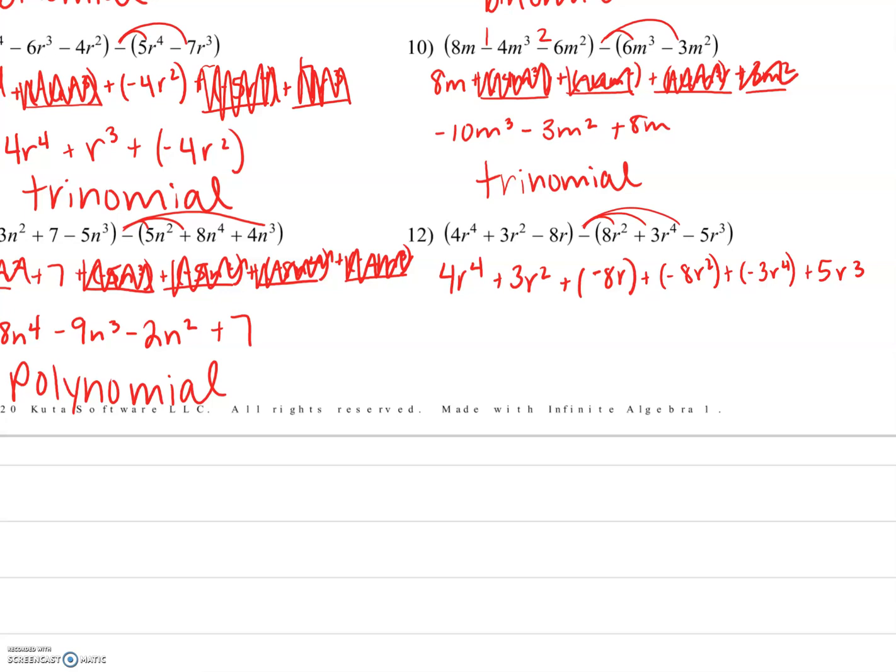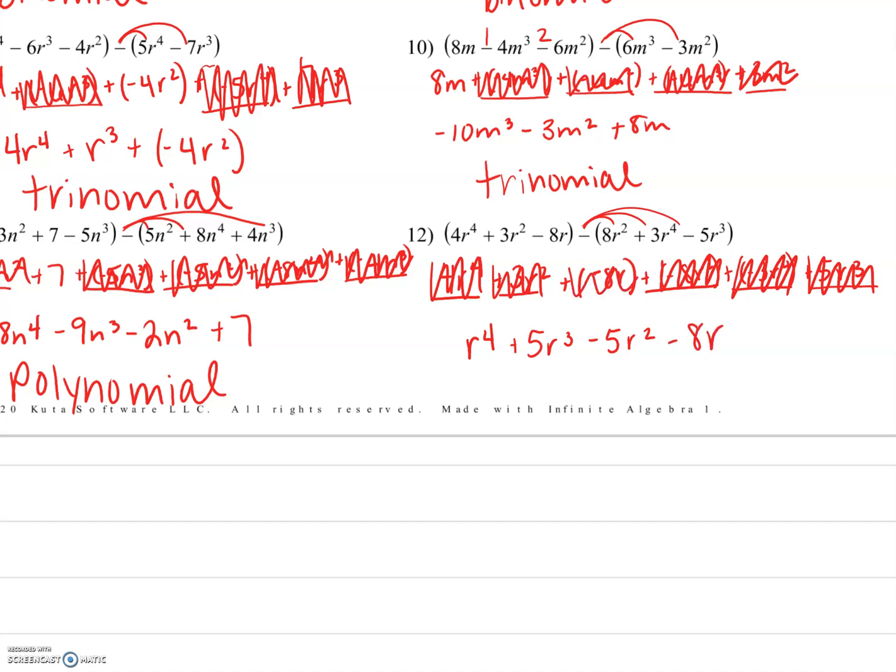All right, 4th powers with 4th powers, cubes with cubes, squares with squares, r's with r's, so on and so forth. 4r to the 4th plus a negative 3r to the 4th would be r to the 4th. That 1 is understood to be there. Done with you, done with you. Now our cubes. So I only have 1 cubed term, so plus 5r cubed. Done with you. Squared terms, 3r squared plus negative 8r squared would be negative 5r squared. Done with you, done with you. And then our last term, negative 8r, done with you.